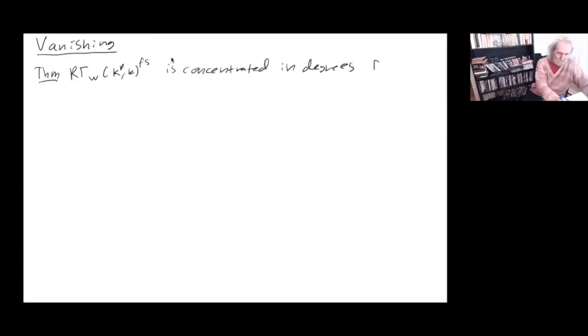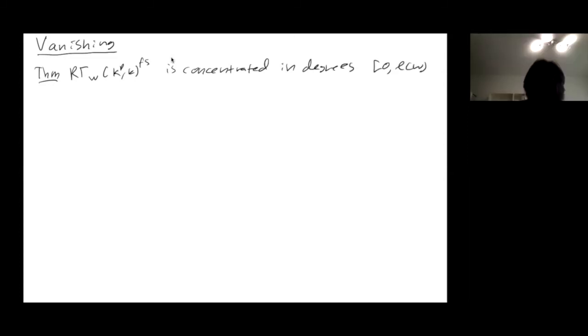So let me just begin with the result. Well, Vincent has already mentioned the result, but I remind you. The theorem is that this finite slope overconvergent cohomology is concentrated in degrees 0 up through the length of this element W. And sorry, I've made the same mistake that Vincent did, but now I fix it too. This is for the cuspidal cohomology.